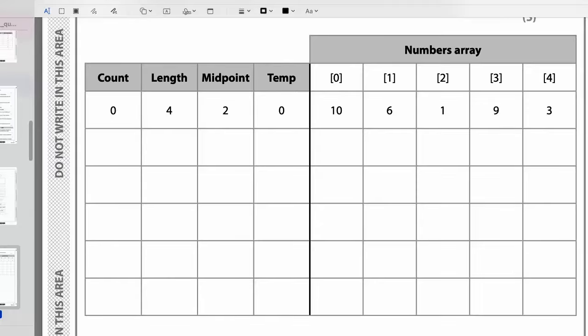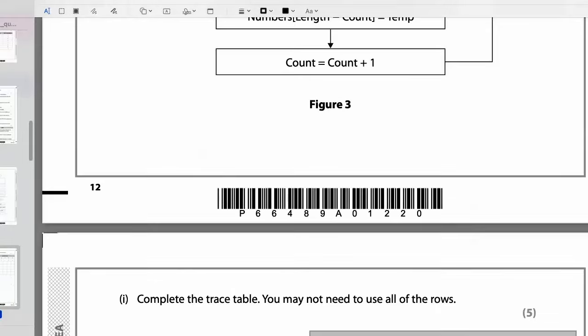So numbers count, okay, 0, so that's then 10. 10 is placed in temp. Okay, let's go and look at the next bit.